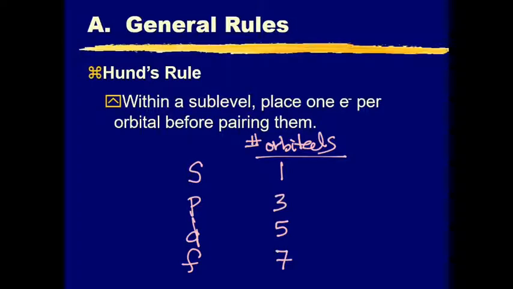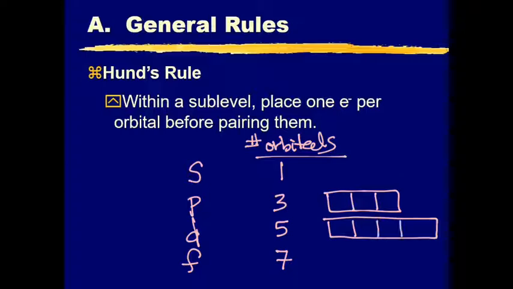When I say number of orbitals, that's how many boxes you could draw. S just has the 1 box, P would have 3, so you could draw it out like this. D would have 5, and then F would have 7. Within each of those boxes, that's how many electrons can fill there.